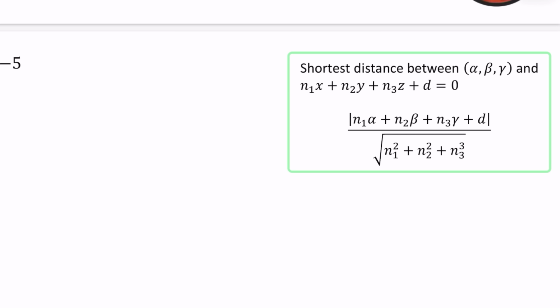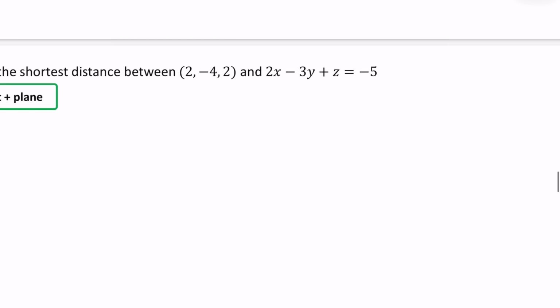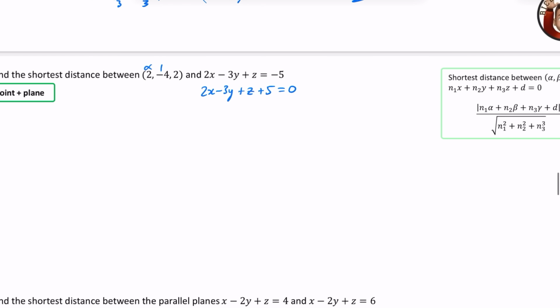The numerator is alpha n1, beta n2, gamma n3 plus d. Make sure you notice there are these modulus signs here. And the denominator is just the magnitude of the normal vector. So in this case that we've got, I'm going to quickly rearrange this one. I know it's very obvious, but I'm going to do it as plus 5 equals 0 so that it looks exactly like the formula. Obviously, this is our alpha, beta, gamma, our n1, our n2, our n3, and d.